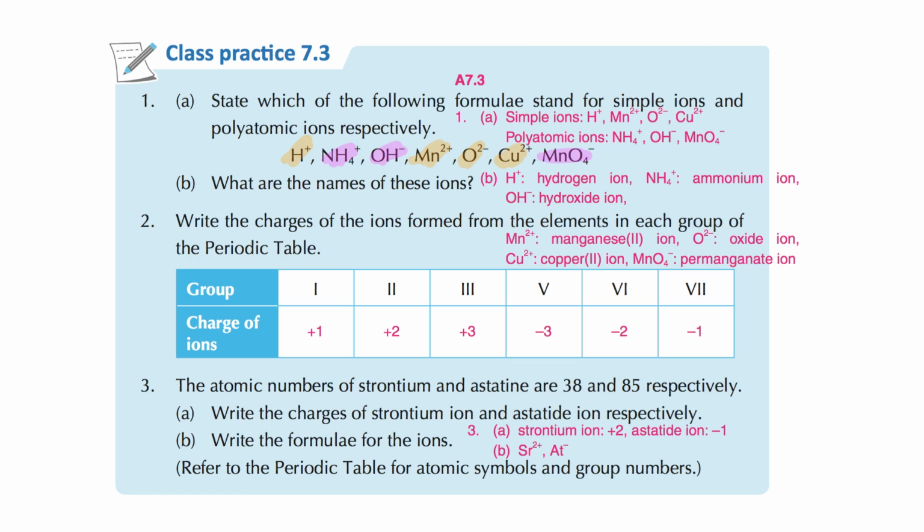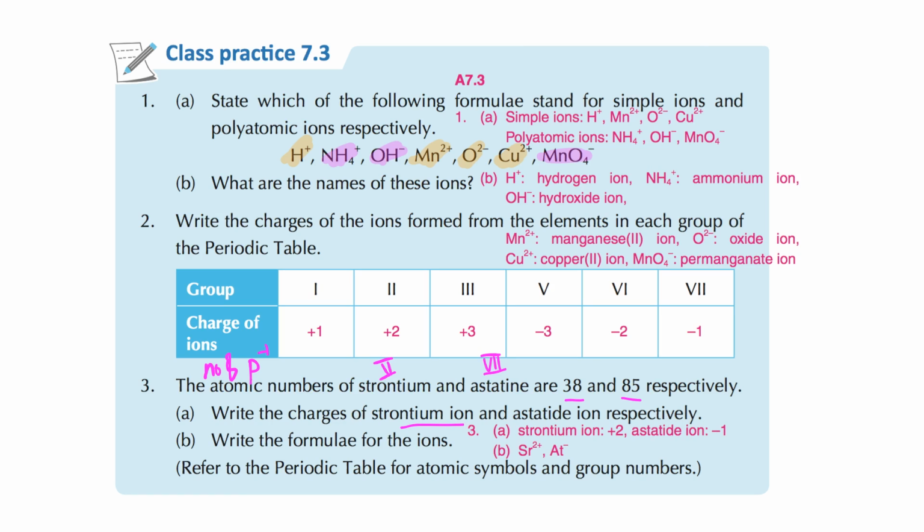Atomic number of strontium and astatine. The atomic number means the number of protons. So you have 38 and 85 respectively. So the charge of the strontium ion comes from group 2. Astatine is also coming from group 7.